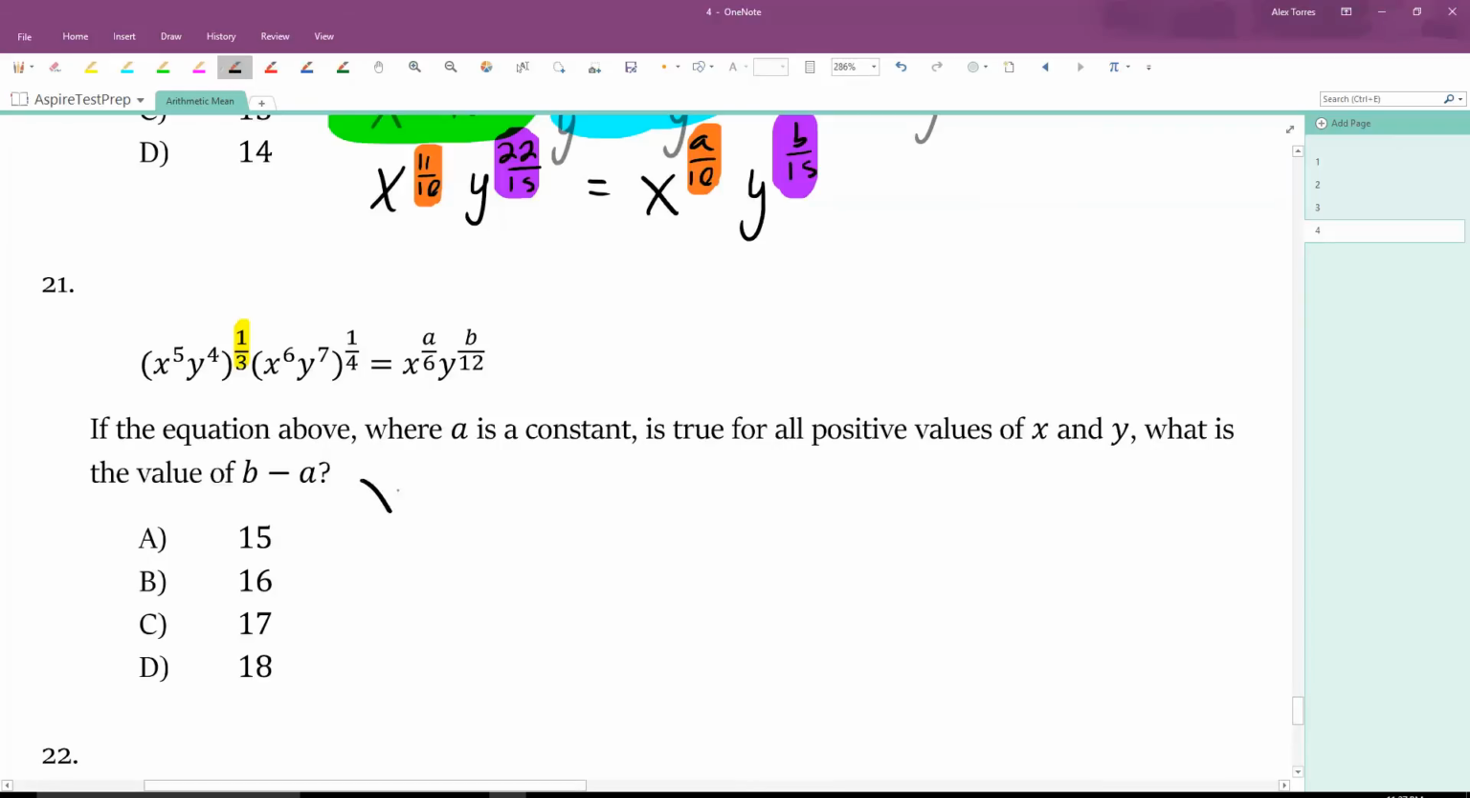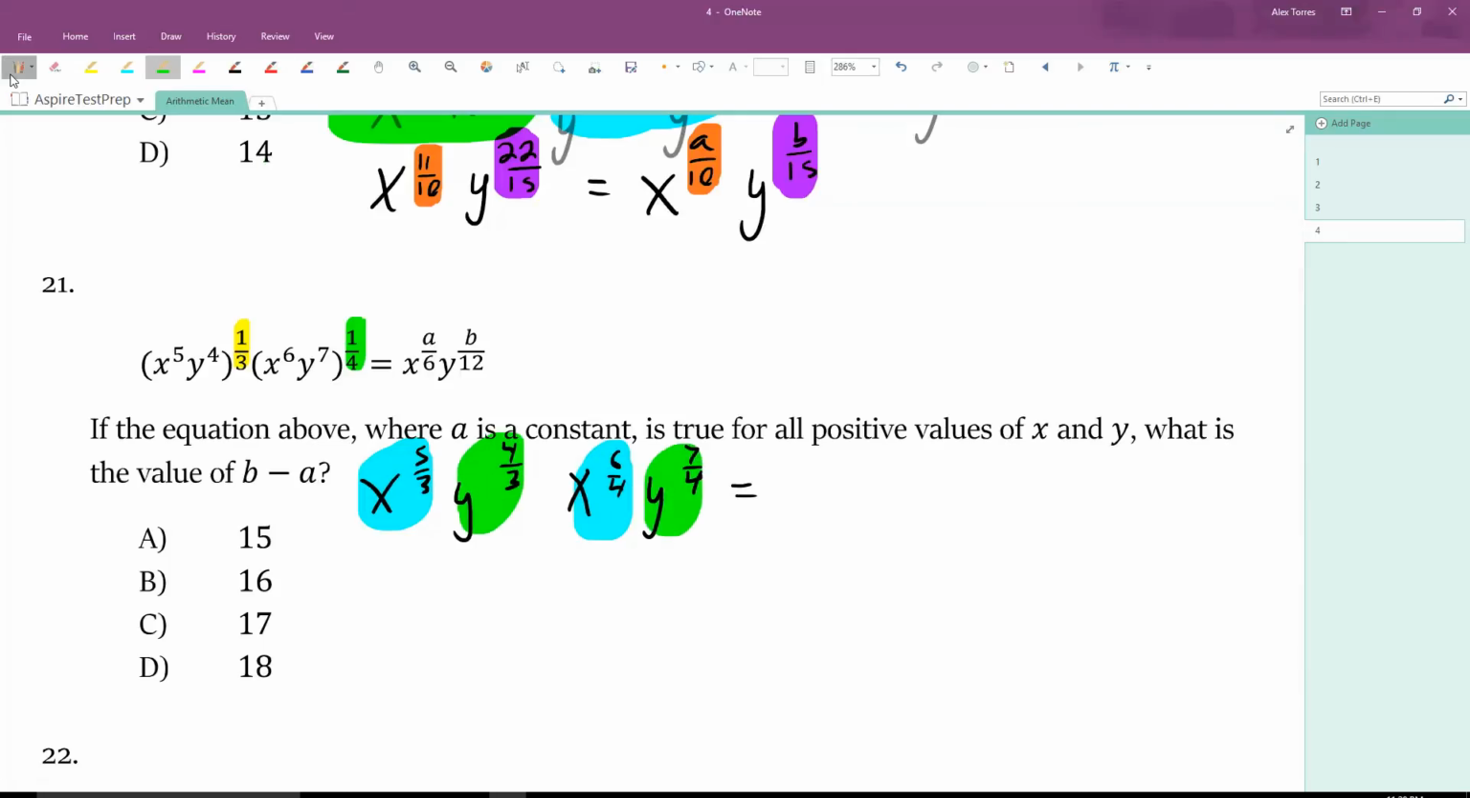So we've got x to the 5/3, y to the 4/3. Multiply the other exponents by 1/4. So we've got x to the 6/4, y to the 7/4 equals all the stuff on the right. And now we need to combine these x's. So we need the same denominator. And we need to combine the y, so we need same denominators for those.